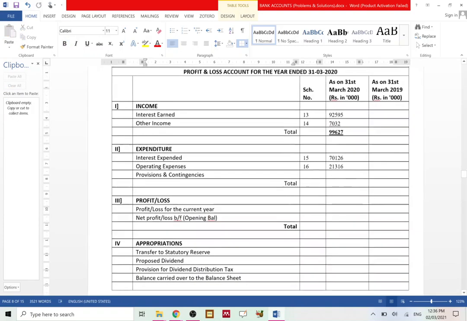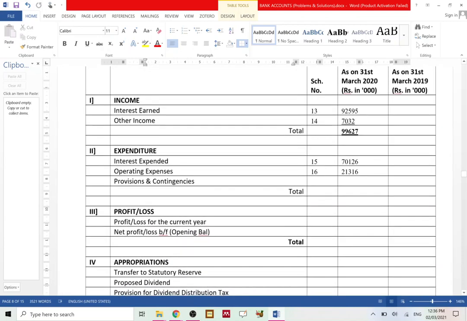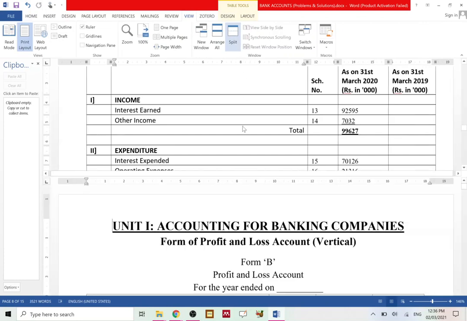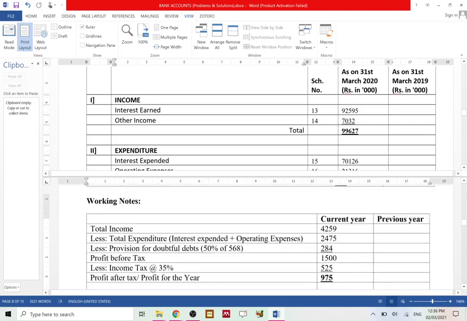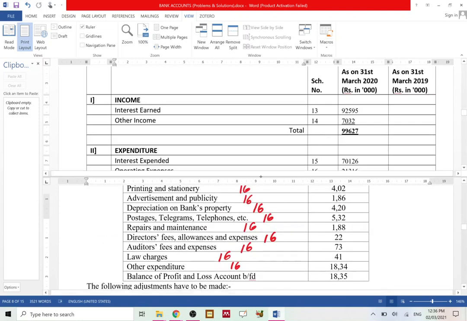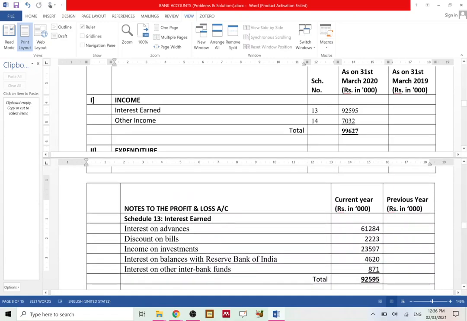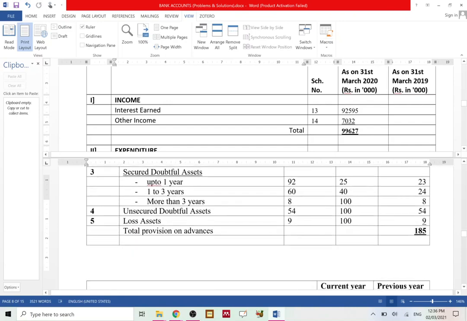And we know that by now, provisions and contingencies includes things like provisions made on doubtful debts, provisions for income tax, and also the provisions that are made for such advances, the one that we have just calculated. Okay, so that provision will also form part of your provisions and contingencies. So let us accordingly calculate those provisions, calculate our profits, so that we arrive at the figure of profit for the current year.